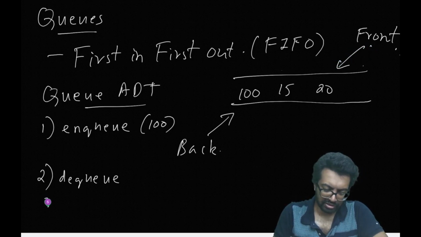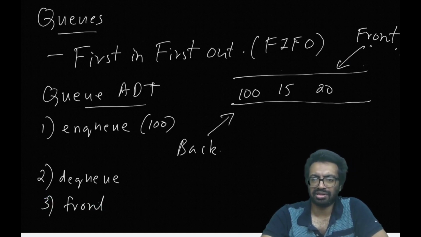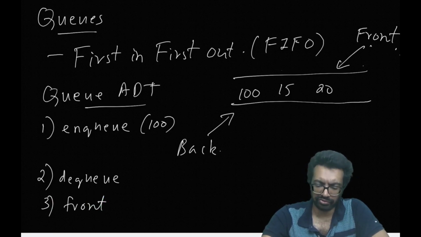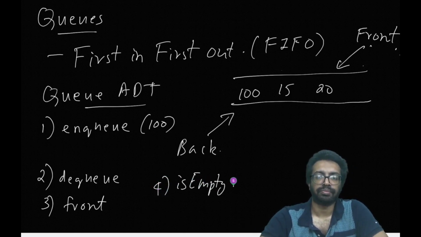Now another function is front of the queue. This is similar to top of the stack, and front of the queue is 20 here. And finally, we also have empty, to check whether the queue is empty or not. Now it's clear. I think no need to go through more examples of queue.